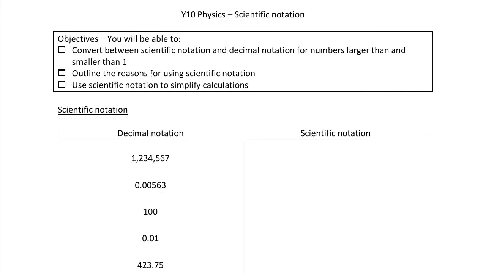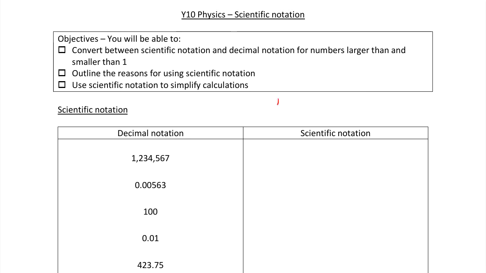In this lesson on scientific notation, you're going to learn or review how to convert between scientific notation and decimal notation. We're going to outline the reasons why you would use scientific notation, and you're also going to learn how to use it to simplify some calculations. So before we get into scientific notation, just a quick review of exponents.